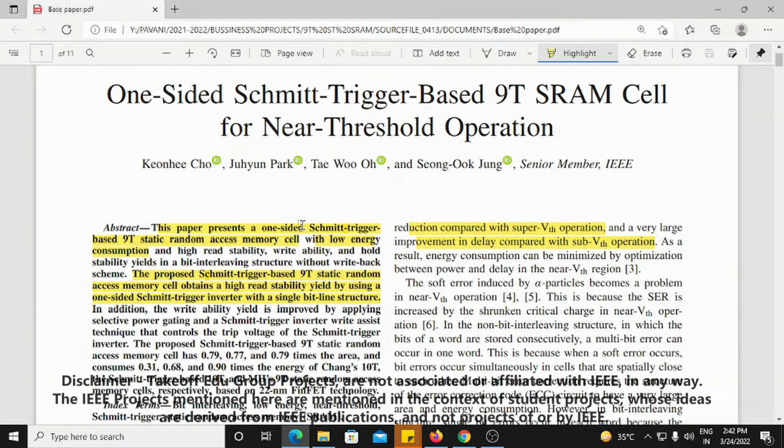First, our paper is "One-sided Schmitt-trigger-based 9T SRAM cell for near-threshold operation." In this paper, a one-sided Schmitt-trigger-based 9T SRAM is implemented. By implementing this, we achieve low energy consumption with high read stability. So, how do we achieve these things? Let's discuss this.